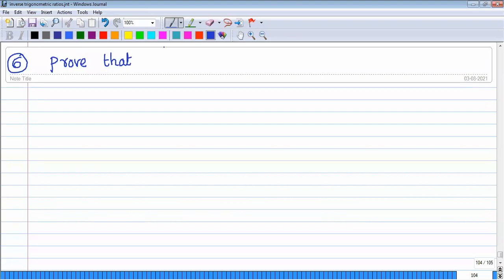Prove that sine inverse 4 upon 5 plus sine inverse 7 upon 25 equals sine inverse 117 by 125.